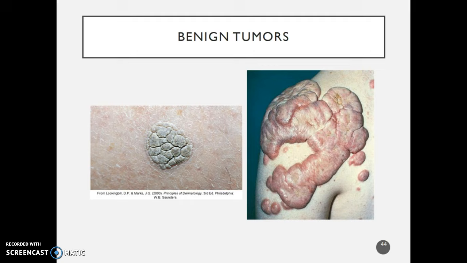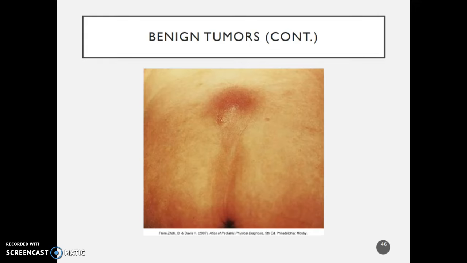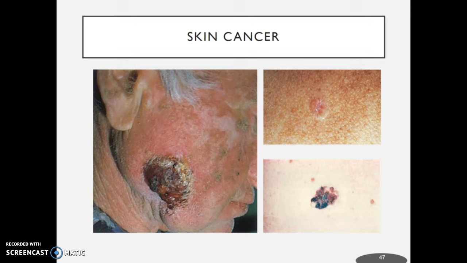These are some benign tumors. Usually they're kind of crusted, but not usually really, really dark. The one on the left is keratosis. The one on the right is a keloid. You have a sebaceous cyst, and then another one towards the eyelid. These are just some other examples of different things.